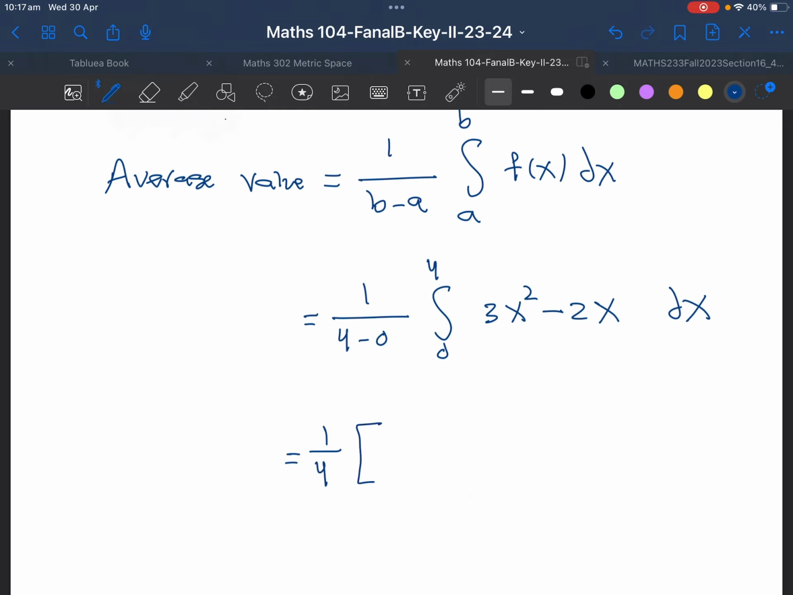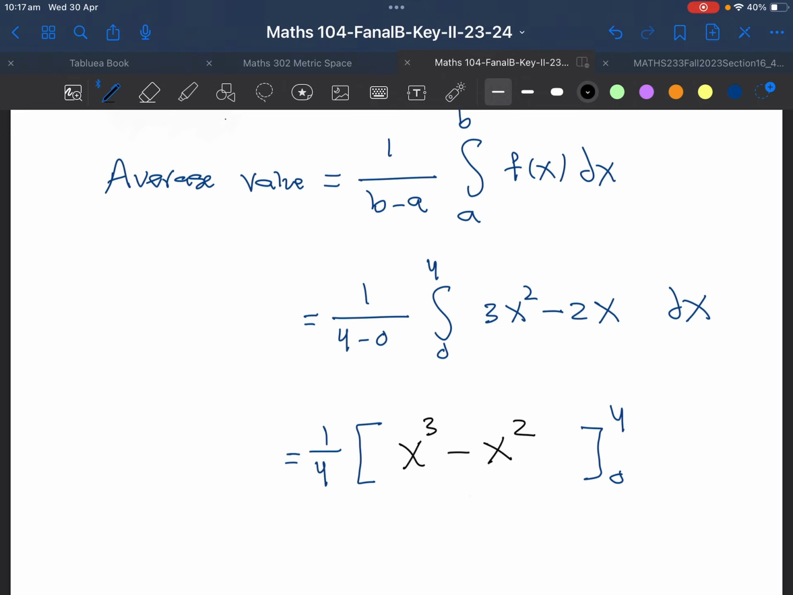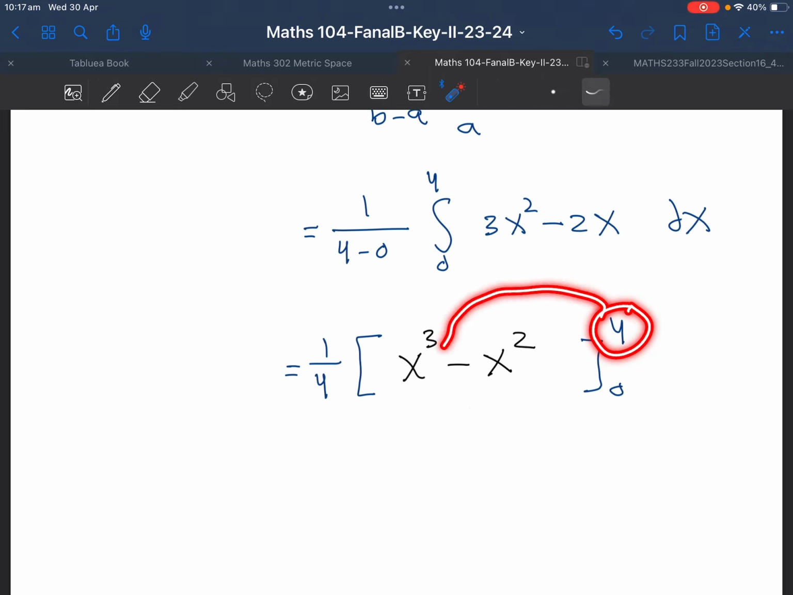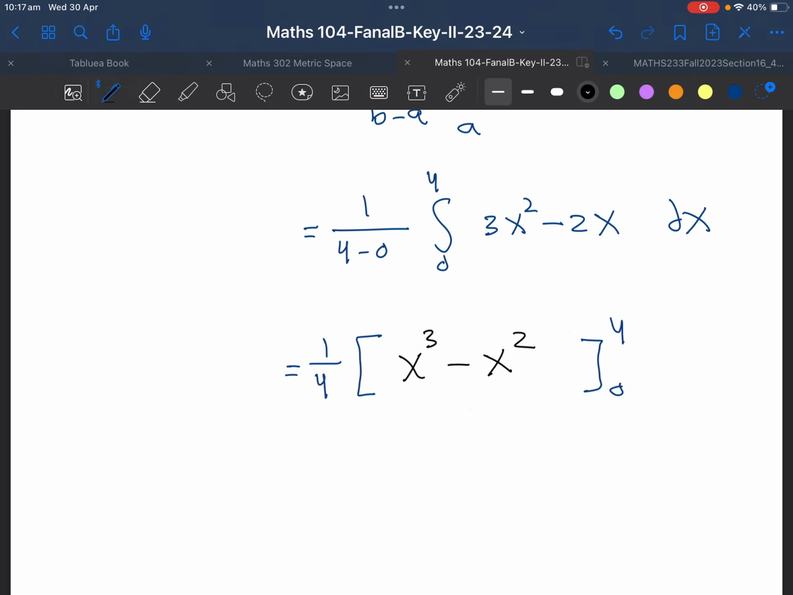This is 1 over 4. And now we need to find this integral, and then we substitute from 0 to 4. Now, what is the integral of x squared? It is x to the power 3 over 3, but because there is another 3 here, they get cancelled. So in short, we get x cubed minus x squared. Now, of course, the final step, as we just mentioned, is to substitute every x with 4, and then substitute every x with 0, and you will get two numbers, and those are the answer.